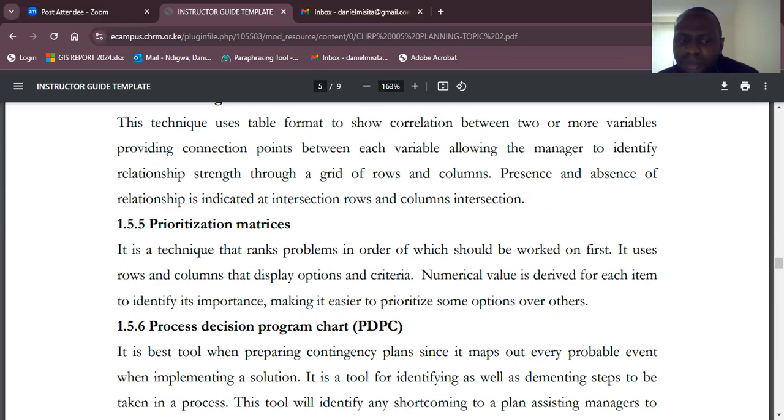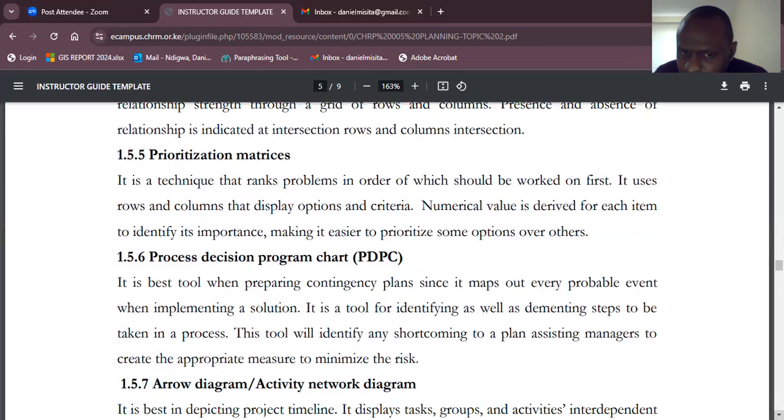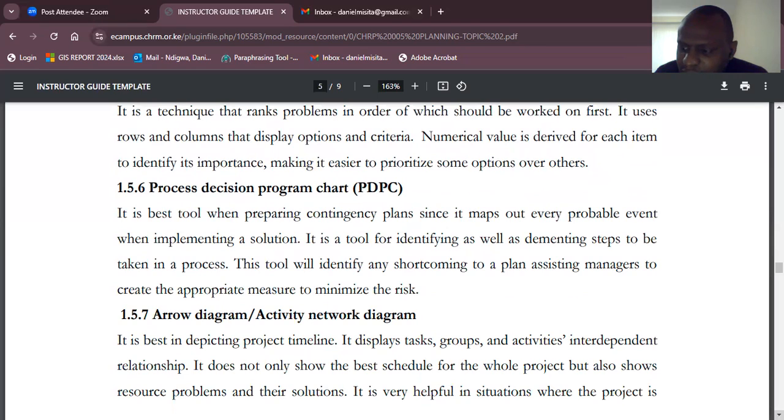Then we also have what is called the process decision diagram or chart. So this is a pictorial representation of some of the processes that you need to go through when you are dealing with a particular problem or issue within the organization. Therefore, it helps you to come up with what is called a contingency plan. In the event plan A does not work, you already have another process for another activity, so that at any given time, you don't have issues that are going to affect you in the organization.